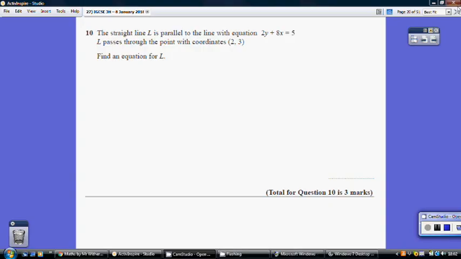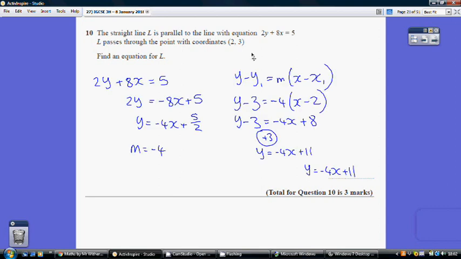Question 10. So we need to form an equation of a line which is parallel to this line here. Now if it's parallel, it's going to have the same gradient. So really our starting point is to work out what is the gradient of this line. Now in order to find that, we really need to reorganize this into y equals mx plus c format.